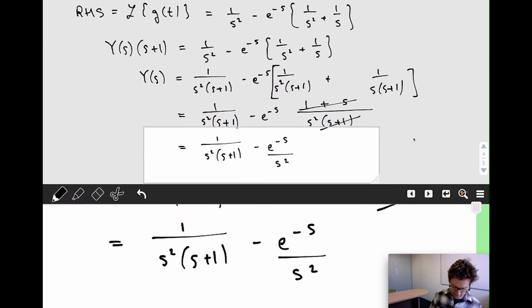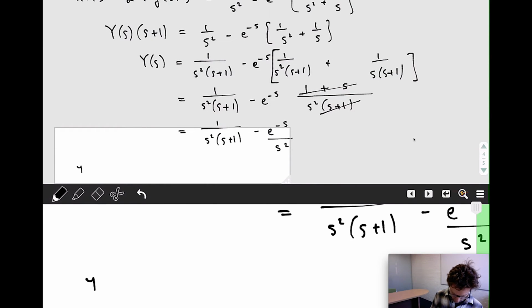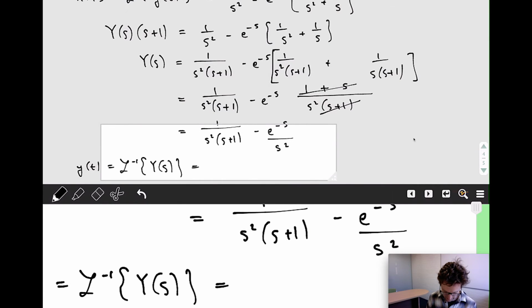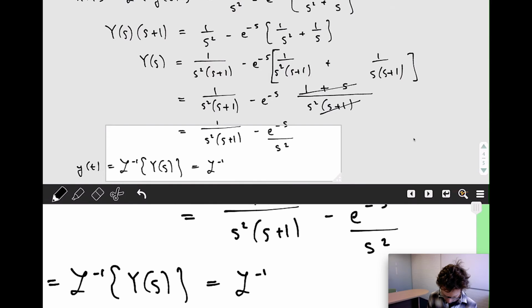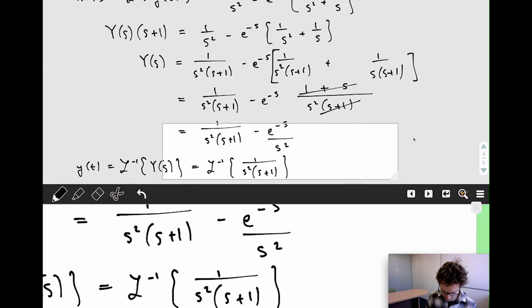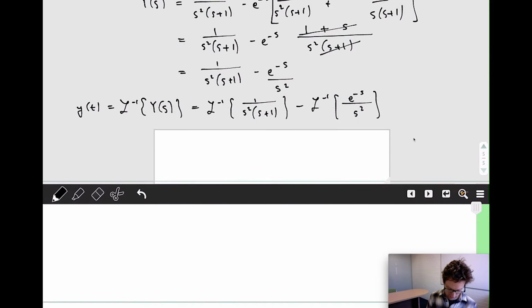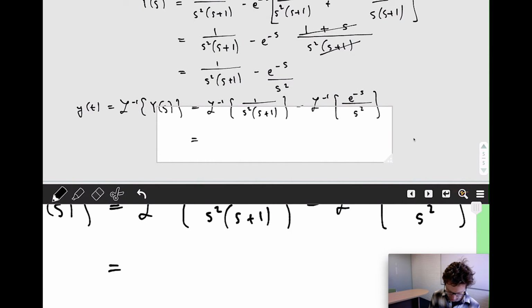Okay, now I'm ready to find the inverse Laplace transform of this to solve for y of t. So the inverse Laplace transform of big Y of s is going to be the inverse Laplace transform of 1 over s squared times s plus 1, minus the inverse Laplace transform of e to the minus s over s squared. The first term is actually what we found from part C of this problem. So we saw that that was minus 1 plus t plus e to the minus t. So that's from part C.